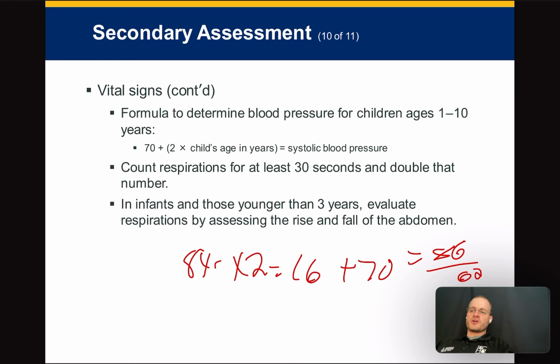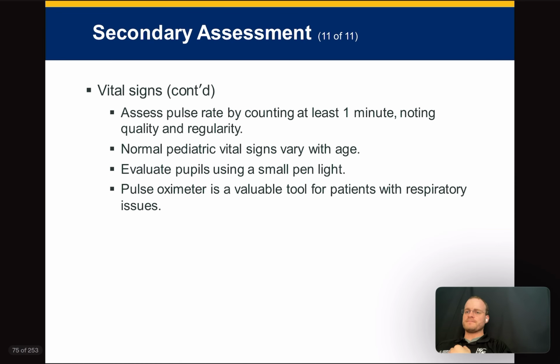In infants and those younger than 3 years, evaluate respirations by assessing rise and fall of the abdomen. That's a good point. They'll be belly breathing. Remember, that's fairly normal. You could just look at the abdomen moving, or you could place your hand on their chest if they allow it, and count that way. So you would assess the pulse rate for 1 minute. Where do we check the pulse in someone less than a year of age? Either the femoral or brachial area.